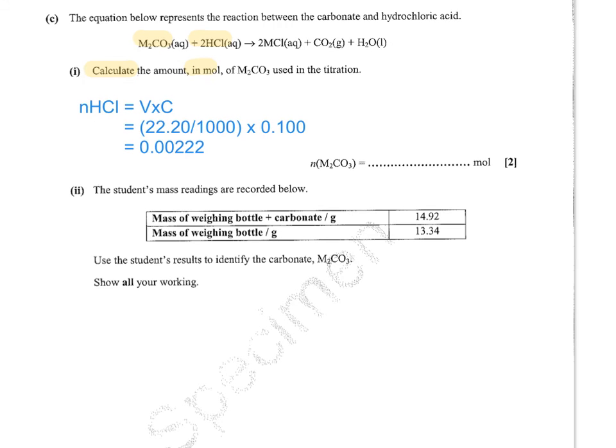So using moles equals volume times concentration, that gives us 0.00222. And if we look at the mole ratio in the equation, we can see that it's 1:2 between the carbonate and the acid. We've just worked out just now the number of moles of HCl, so therefore the number of moles of carbonate is half of that.